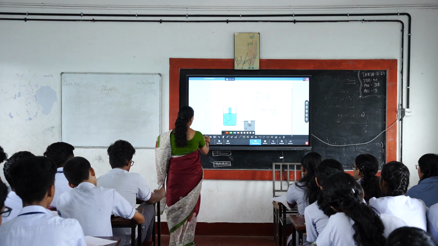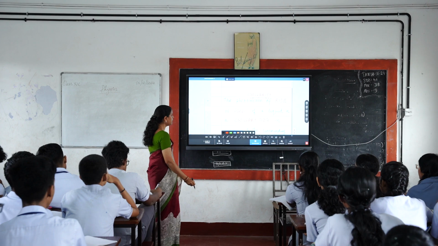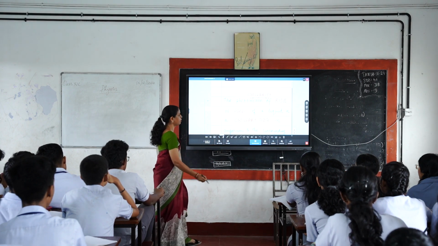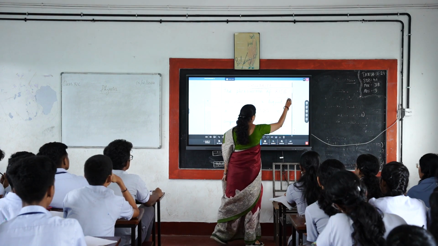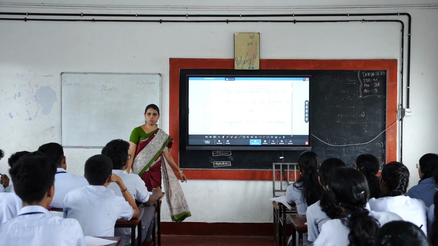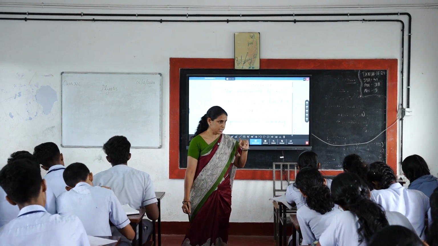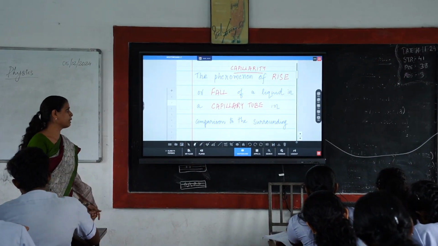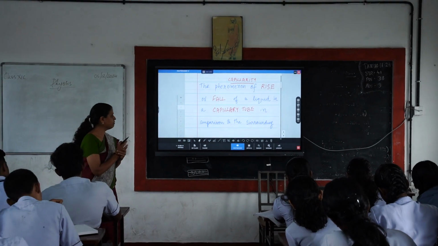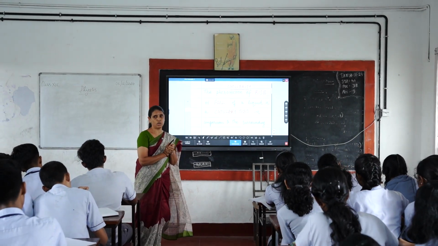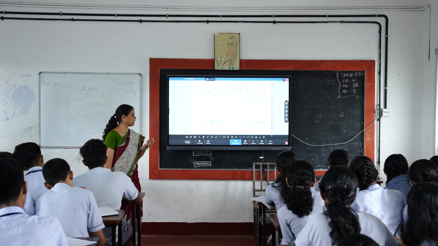So this phenomenon of rise or fall of a liquid in a capillary tube, compared to the surrounding, is called capillarity. You can note down the definition. Capillarity is the phenomenon of rise or fall of a liquid in a capillary tube in comparison to the surrounding. Now we have to derive an equation for the capillary rise or fall. To derive the equation, we move to the next picture.